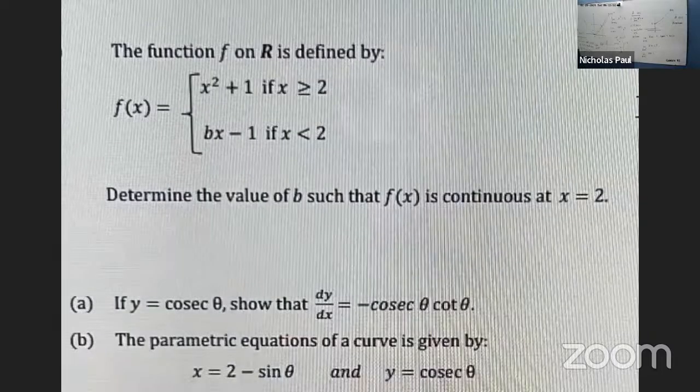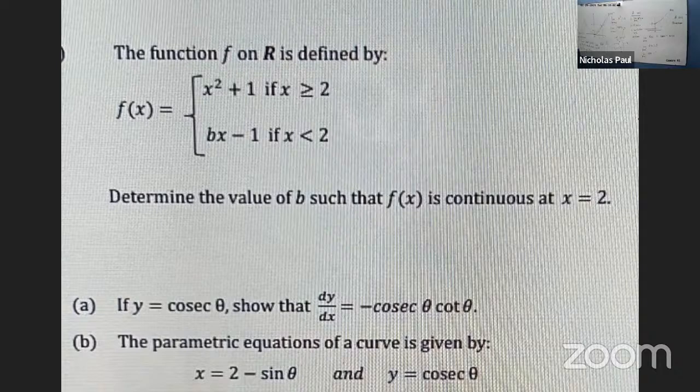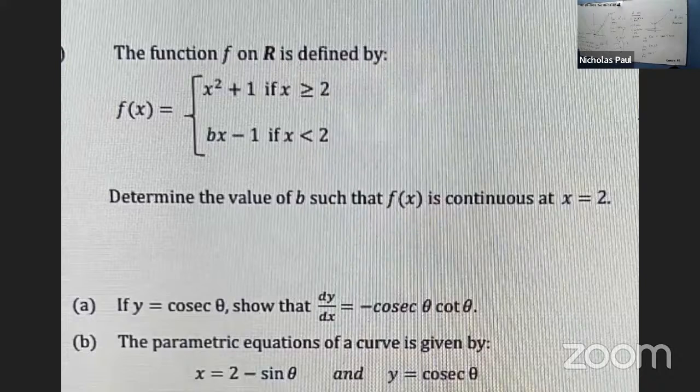Let's try this one here now. I know it's not the best pick in the world, but let's try that here. Find the value of b if it's continuous. That year is 2024. June 2024.